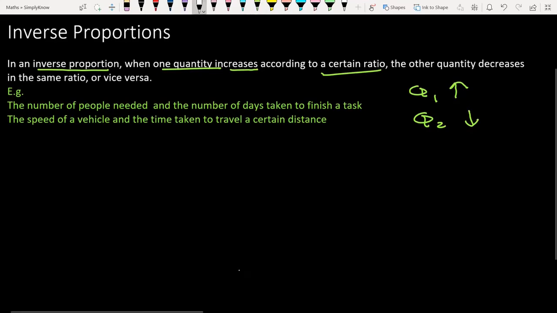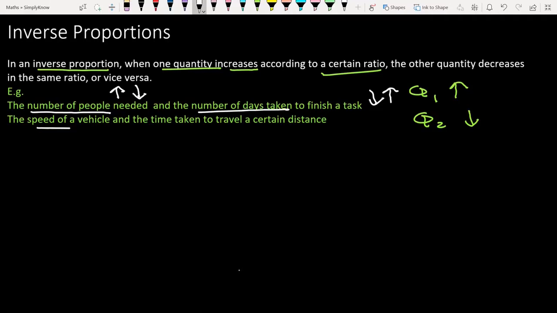Let me tell you two examples for inverse proportions. The number of people needed and number of days taken to finish a task. We know that when number of people increases, number of days taken to finish a task will decrease. And also the other way around. When number of people needed decreases, the number of days taken to finish the task will increase.